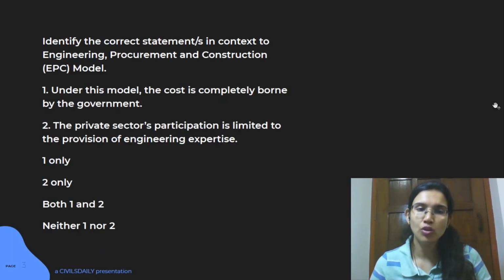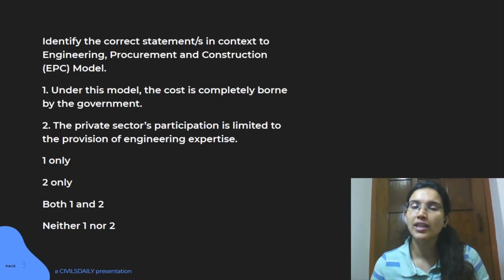question here. Now, this question is dealing with a model. The models have been in the news for a lot of time. We've got a lot of different models. We've got the engineering, procurement, construction model. We've got the build, operate and transfer model. We've also got the hybrid model. So all these models have been in the news a lot. In fact, these models are part of even your main syllabus.